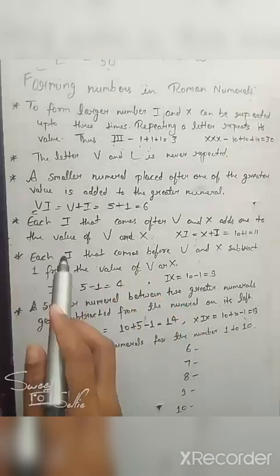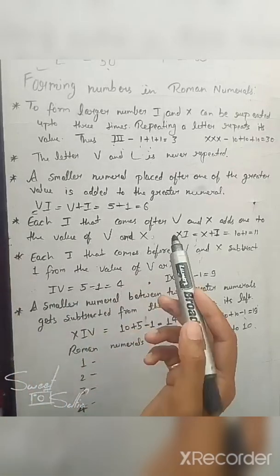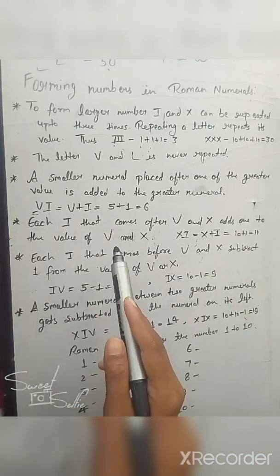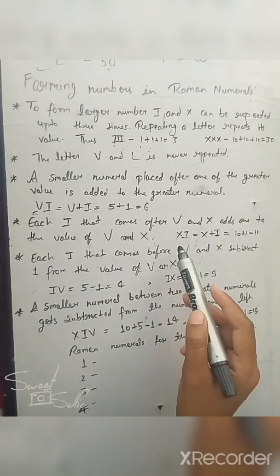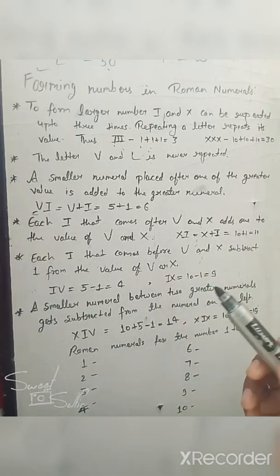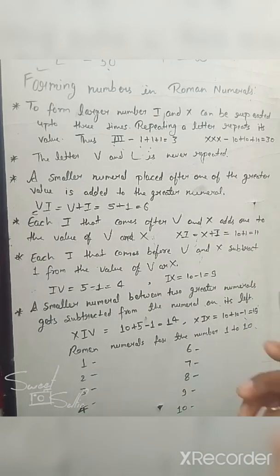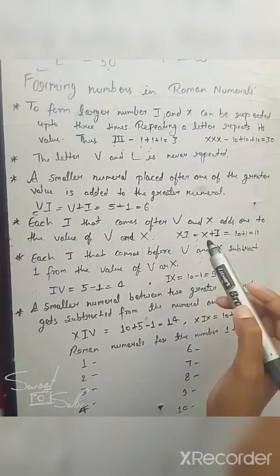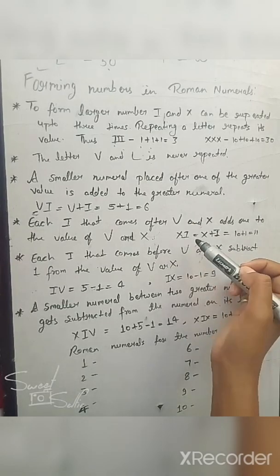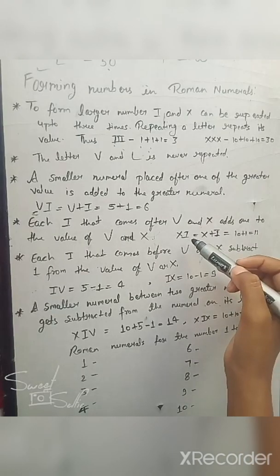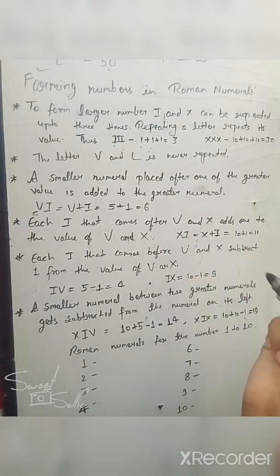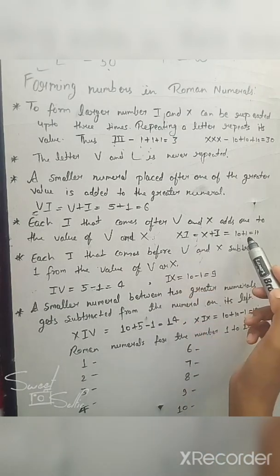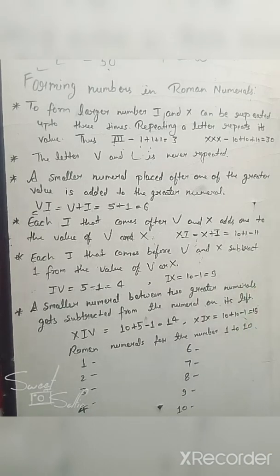Okay, next, each I that comes after V and X adds 1 to the value of V and X. प्रत्येक I जो किसी भी V और X के बाद आता है उसमें हम 1 ऐड करते हैं. As previous point, as I have written here, XI means the value of 1 I will be added in X. So the value of X is 10 and I value is 1. So 10 plus 1 is equal to 11.